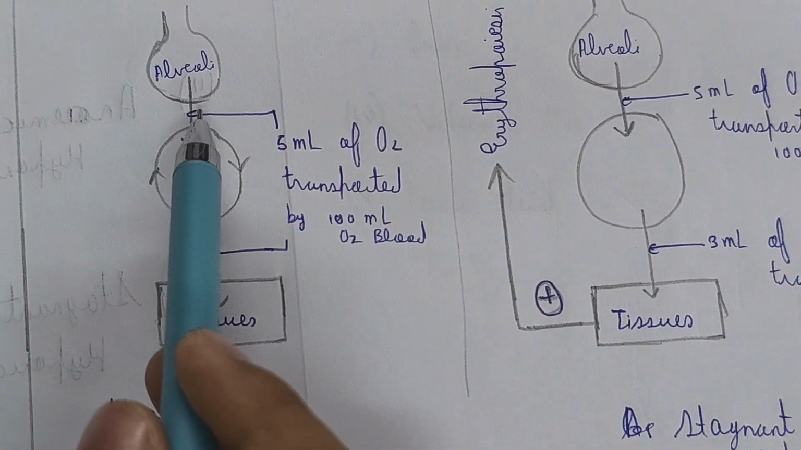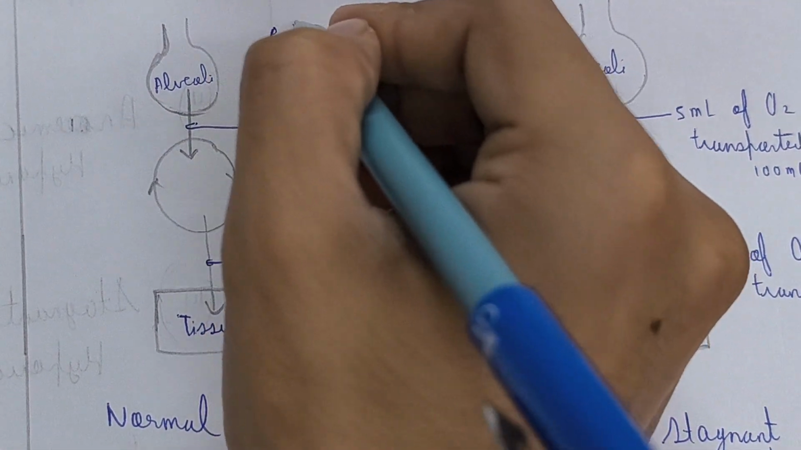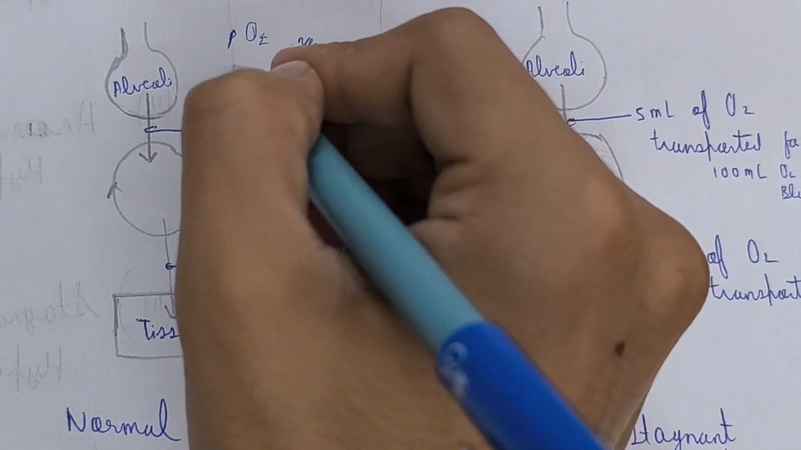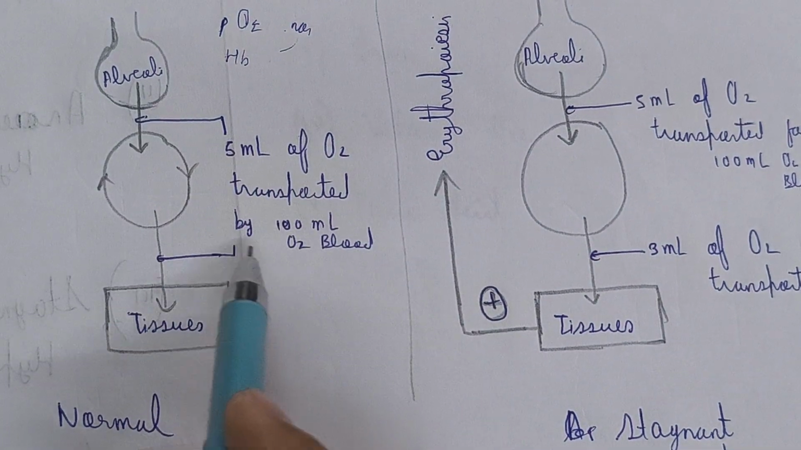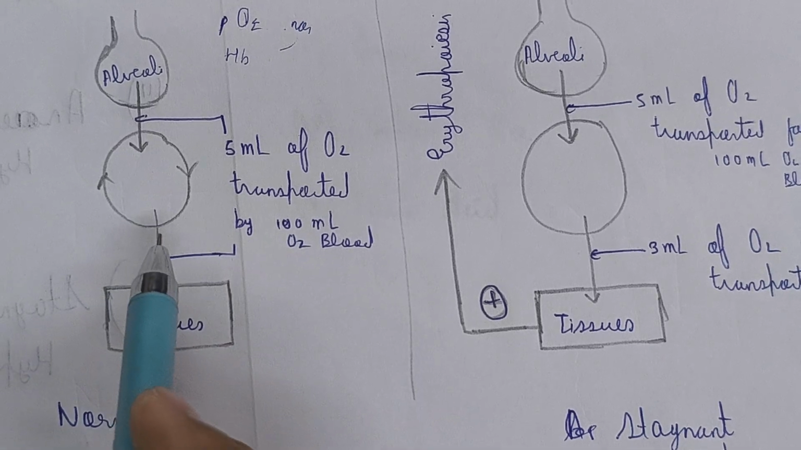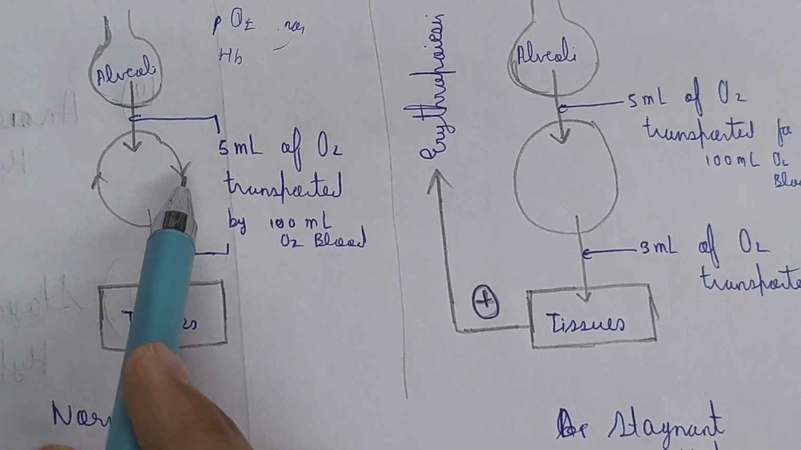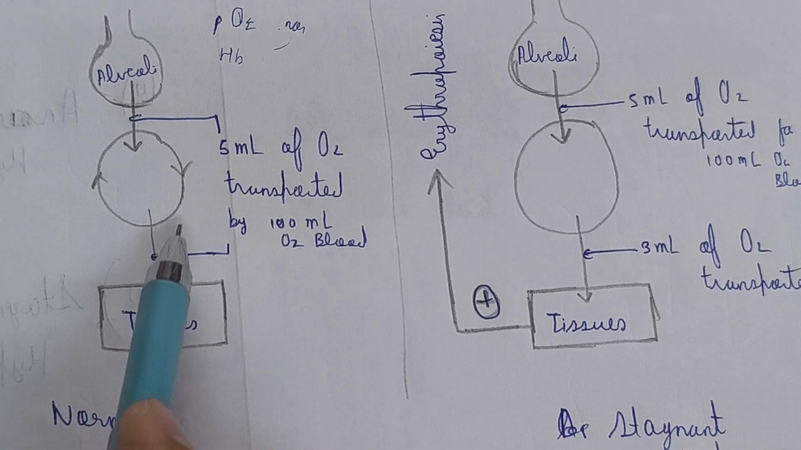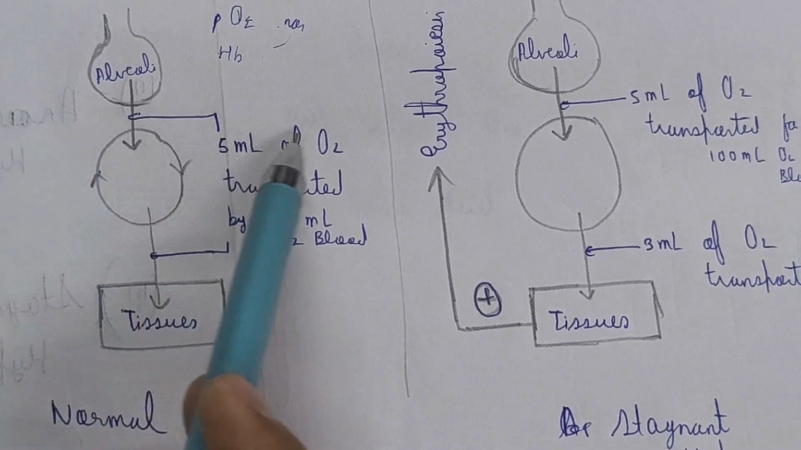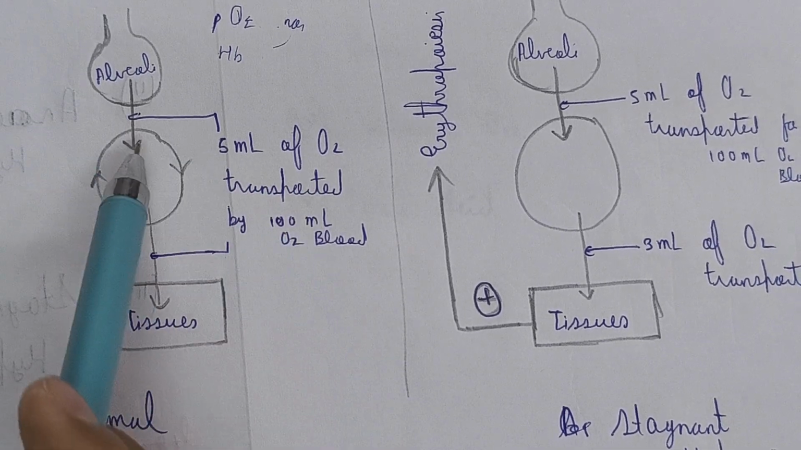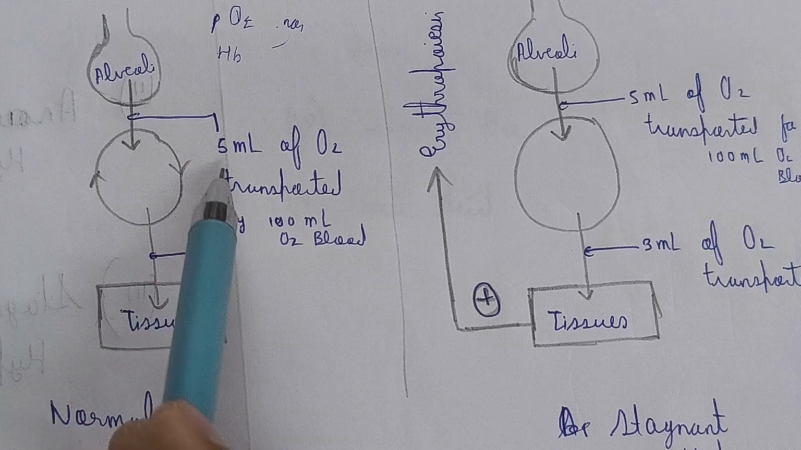So here, basically, the partial pressure of oxygen is normal and hemoglobin is normal. So 5 ml of oxygen is transported per 100 ml of oxygenated blood. It is transported, and hemoglobin is normal, and it is transported to the tissue, so it is a normal situation. 5 ml of oxygen is transported in the oxygenated blood at the alveolar level.